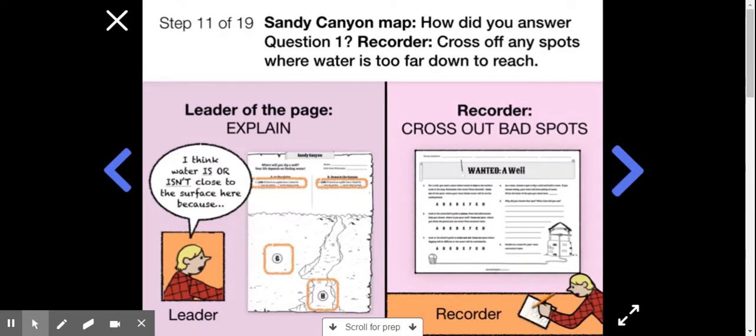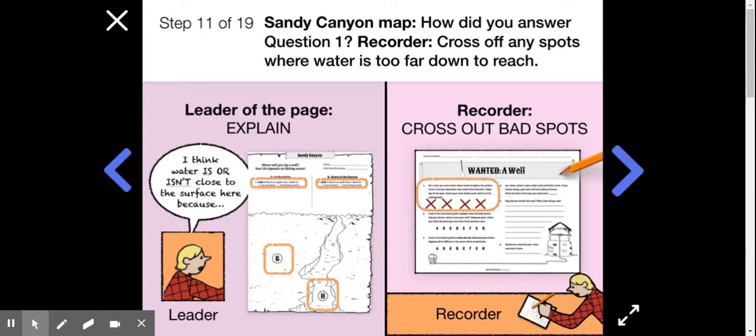Time for the last 2 spots. Let's hear from the Sandy Canyon map. How did you answer question 1? Explain why you think that. Recorder, cross off any spots where the group agrees that water is too far down to reach.